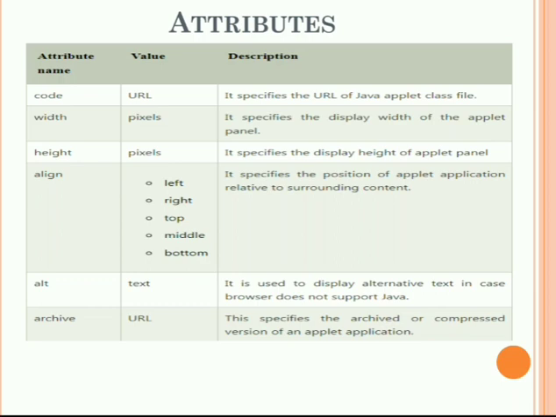Next one is alt. Its value is text. It is used to display alternative text in case the browser does not support Java. It is for alt. It says alternative. Next is archive. Its value is URL. This specifies the archived or compressed version of the applet applications. You know what is the compressed version? Archive version. Mail में हम देखते हैं archive करते हैं तो all that goes to the compressed folder.